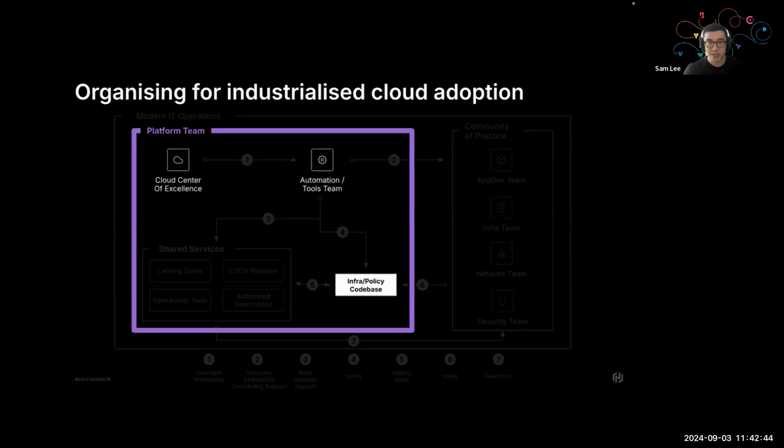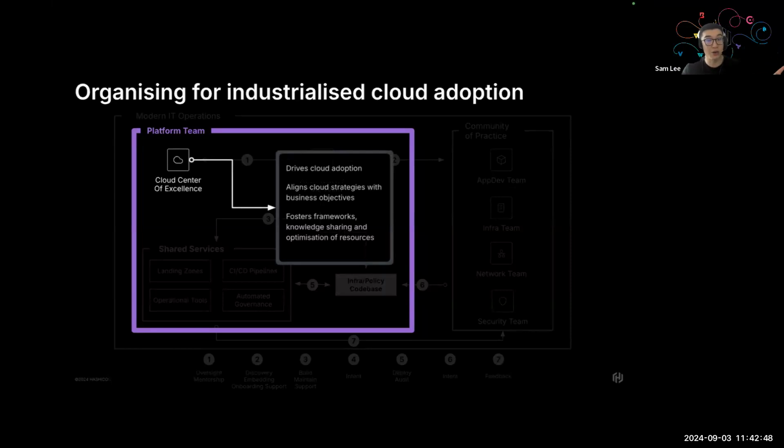But when you create a platform team, there are also a few functions I want you to keep in mind. We talk about the cloud center of excellence. This particular function is the strategic arm of the platform team. They drive cloud adoption and align cloud strategies with your business objectives. I say cloud, but it's really whatever on-premise environments you have as well. They also establish governance frameworks, foster knowledge sharing, and optimize your infrastructure resources to maximize their value while ensuring they adhere to compliance within your organization.